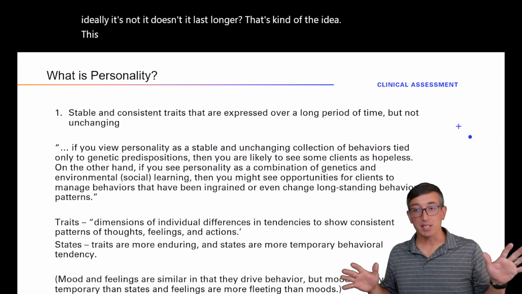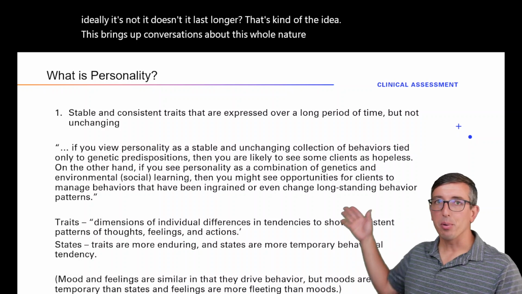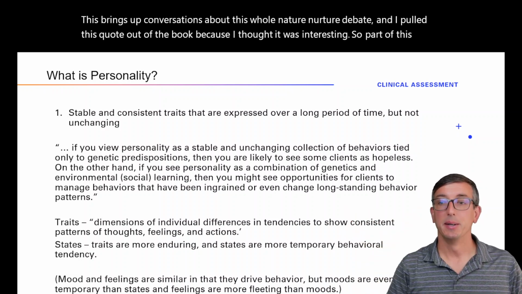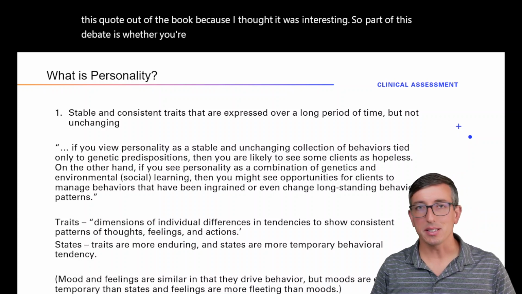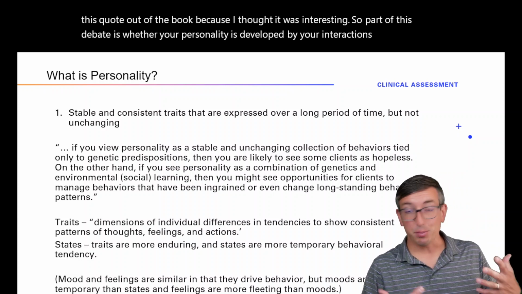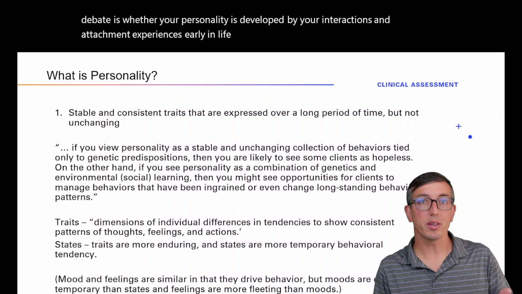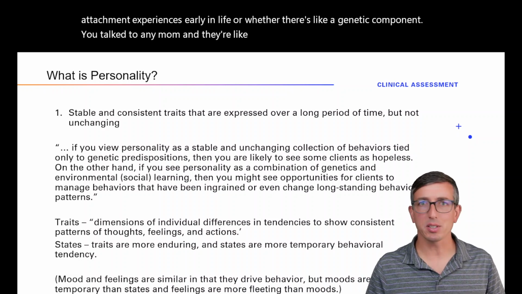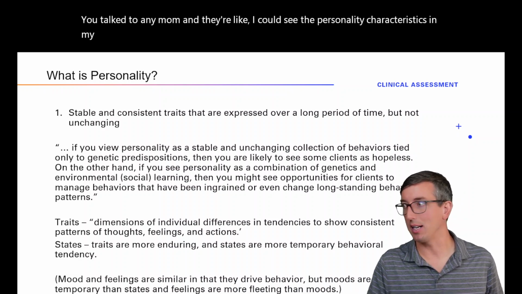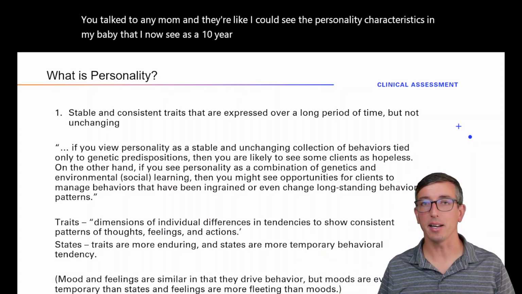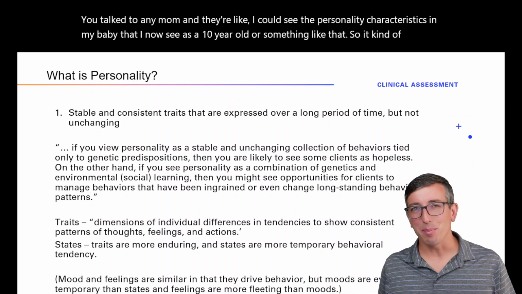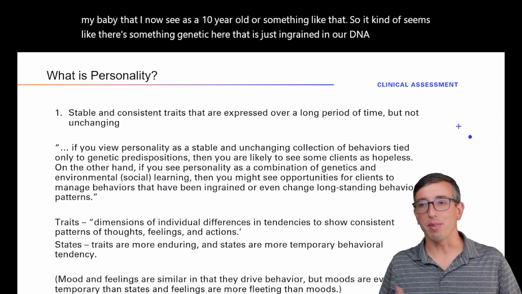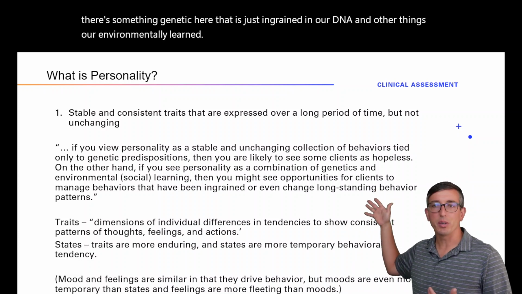This brings up conversations about this whole nature-nurture debate, and I pulled this quote out of the book because I thought it was interesting. So part of this debate is whether your personality is developed by your interactions and attachment experiences early in life, or whether there's a genetic component. You talk to any mom and they say, I could see the personality characteristics in my baby that I now see as a 10-year-old. So it seems like there's something genetic that is just ingrained in our DNA, and other things are environmentally learned. But let me read this quote here quick.